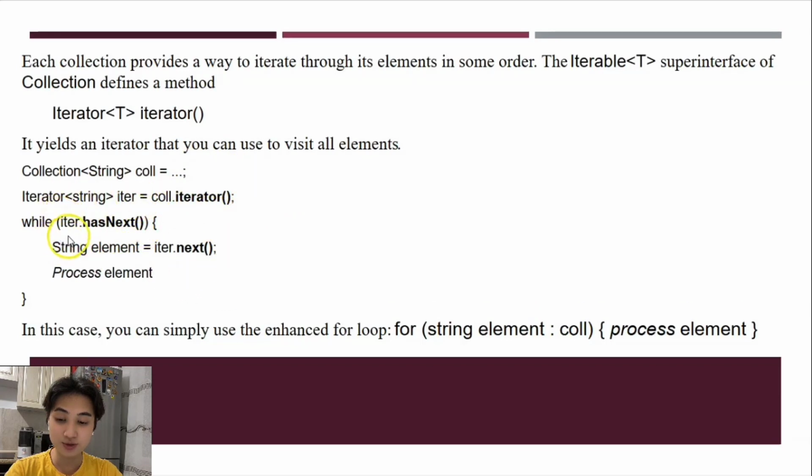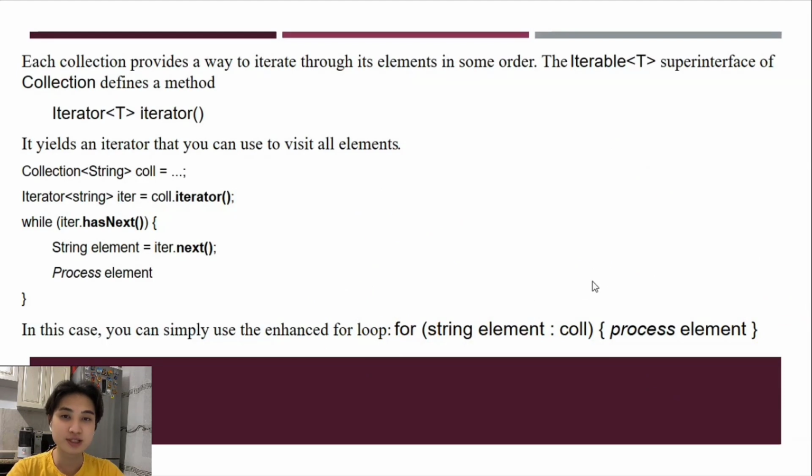So here we also used two methods, the hasNext method and the next method. The hasNext method returns true or false. The next method returns the element of the list. In this case, you can simply use the enhanced for loop like this.